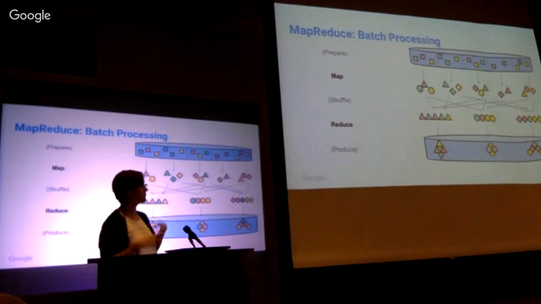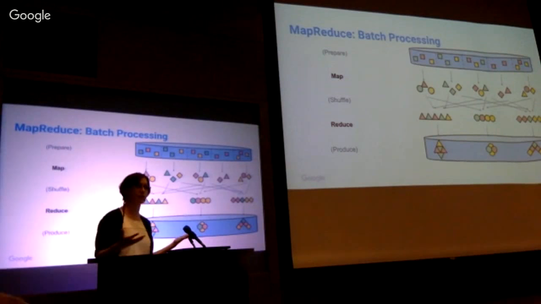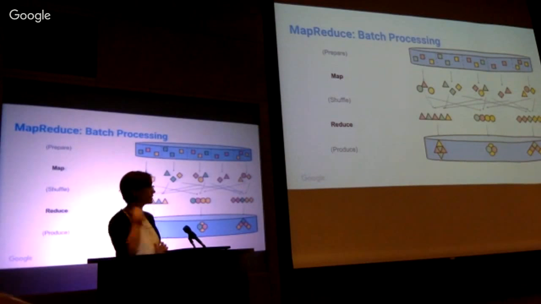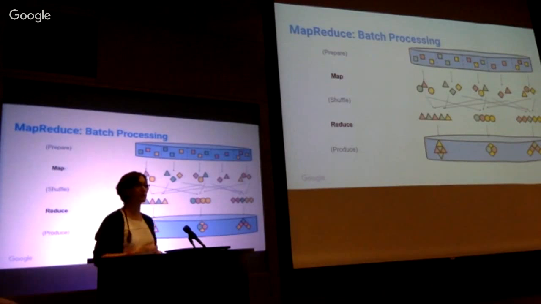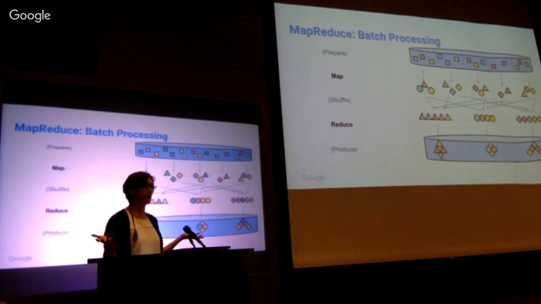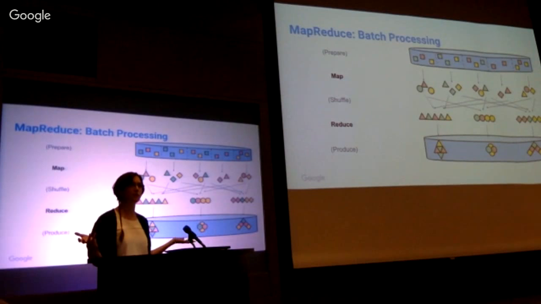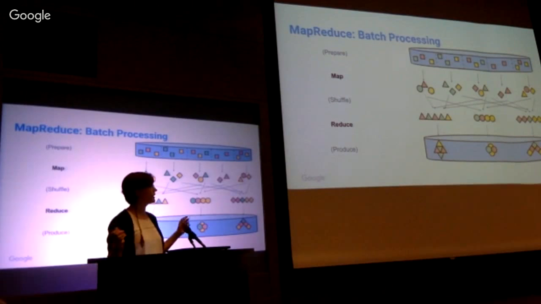So where did Beam come from? Beam came from pretty much three internal projects that were developed in Google. The first one is MapReduce, which is one of the seminal papers that we published in 2004 that created the big data industry, pretty much.